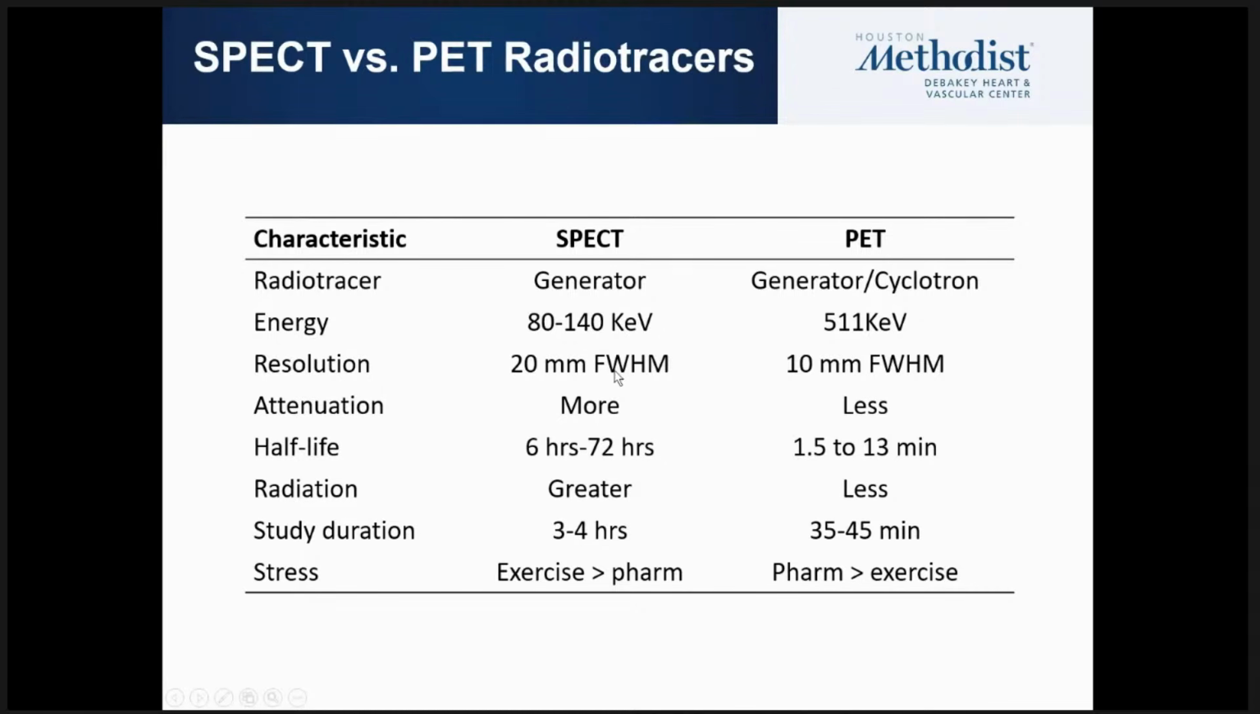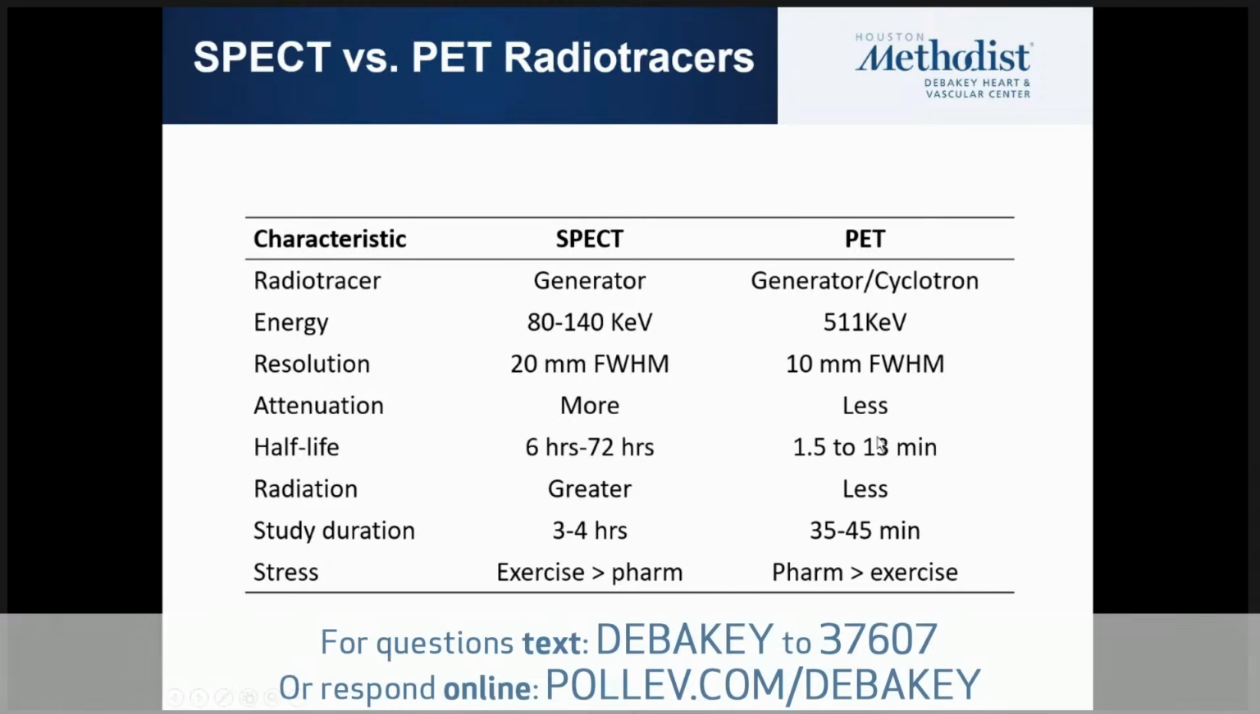Mammarian covered this very well. It's 20 millimeters for the FWHM, and it is 10 millimeters for the PET, so it's more sensitive here. So we have attenuation correction, so we get less attenuation, but despite that, we're going to acquire also with attenuation correction.